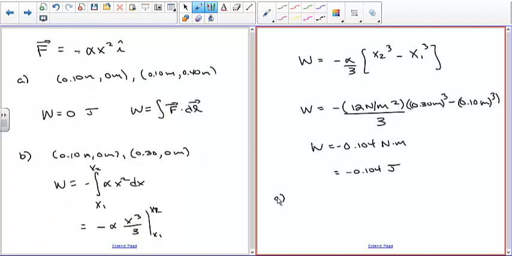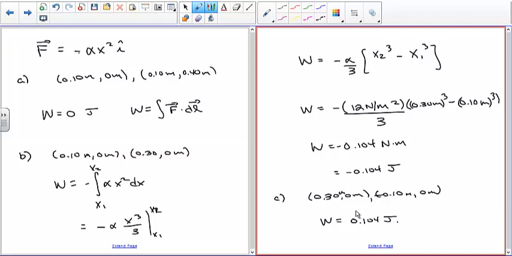So now the next one is we basically go the other direction. So we go from 0.30 to 0.10, and nothing changes except for the sign. We're still doing the same integral. We're just going from x2 to x1, so that's just going to flip these around. So you'll get positive 0.104 joules going that way.